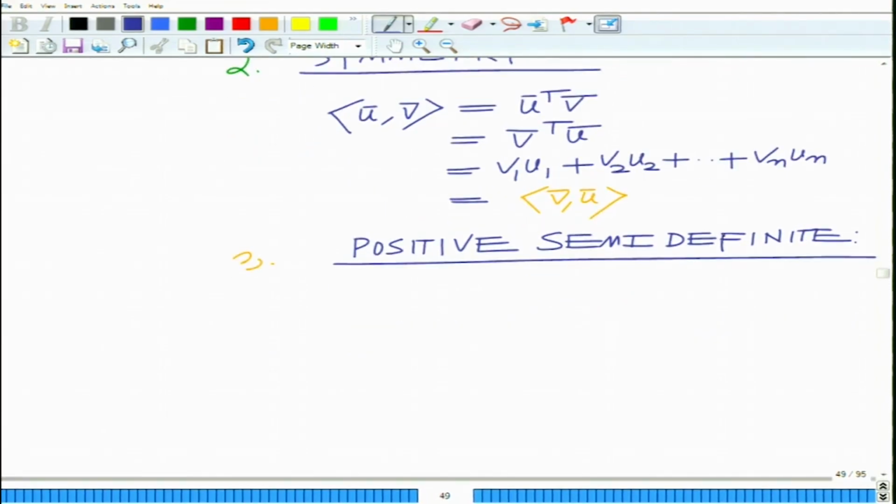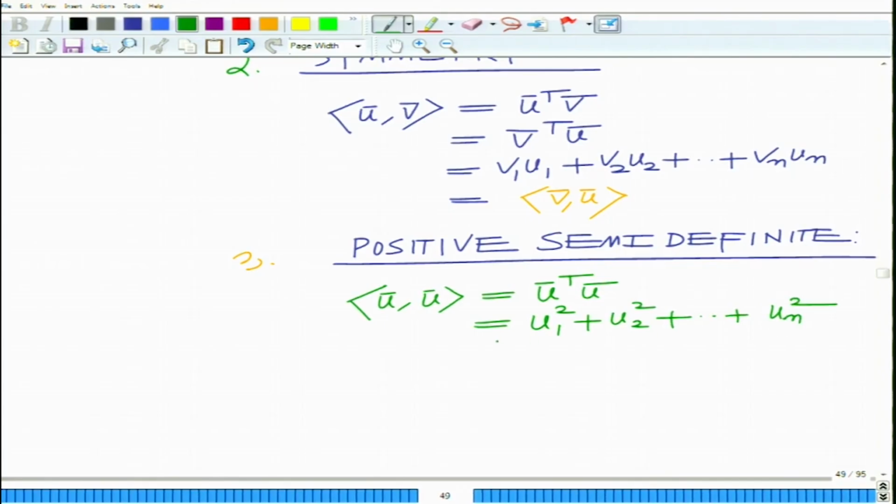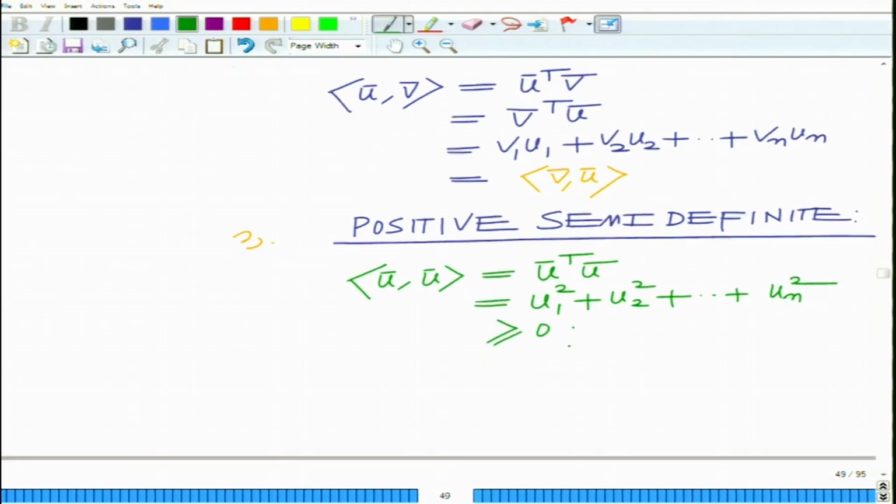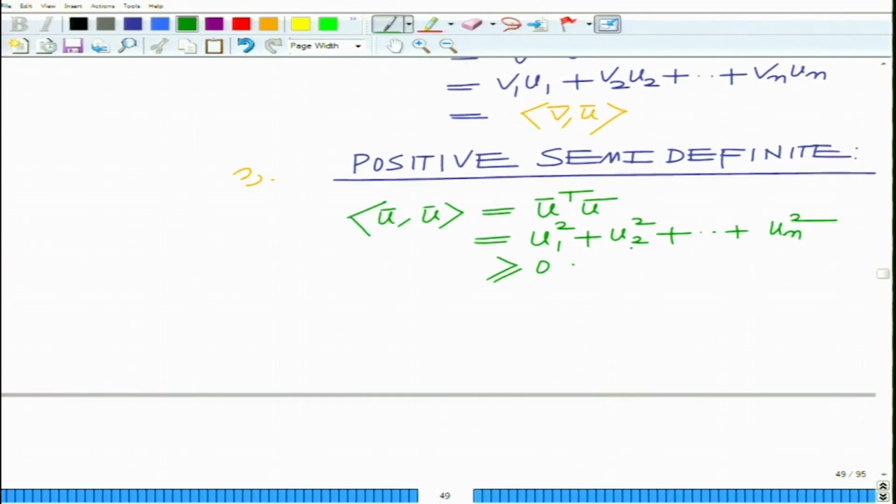Now, the positive semi definite property. You can see that the inner product of U bar with itself is U bar transpose U bar, which is U1 square plus U2 square plus Un square, which is greater than or equal to 0. Further, this is nothing but what is used to define the 2 norm square, that is, the L2 norm square, norm U bar square, which is greater than or equal to 0.